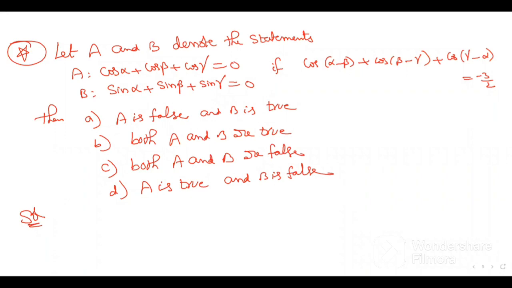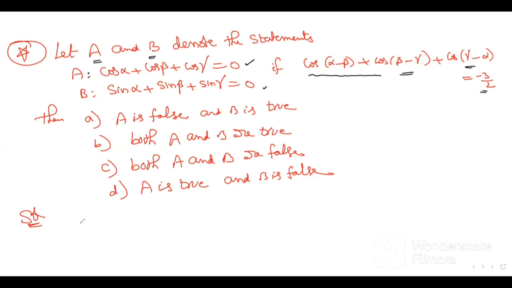Okay, now I am going to explain the next question. Let A and B denote the statements. A: cos alpha plus cos beta plus cos gamma is equal to 0. B: sin alpha plus sin beta plus sin gamma is equal to 0. One condition is given: cos(alpha minus beta) plus cos(beta minus gamma) plus cos(gamma minus alpha) is equal to minus 3 by 2. Four options are given. The first option: A is false, B is true. Both statements are true. Both statements are false. A is true, but B is false.